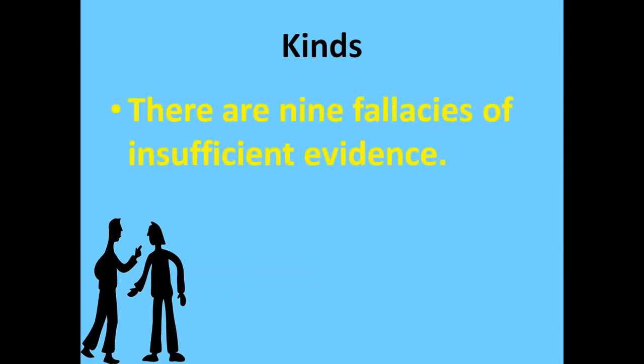It has different kinds, which are 9 in number. So we can say there are 9 fallacies of insufficient evidence.